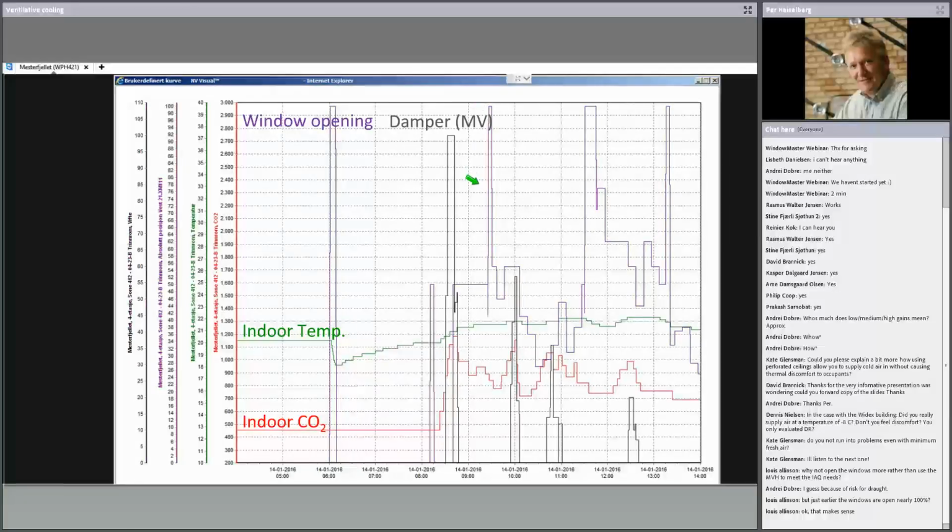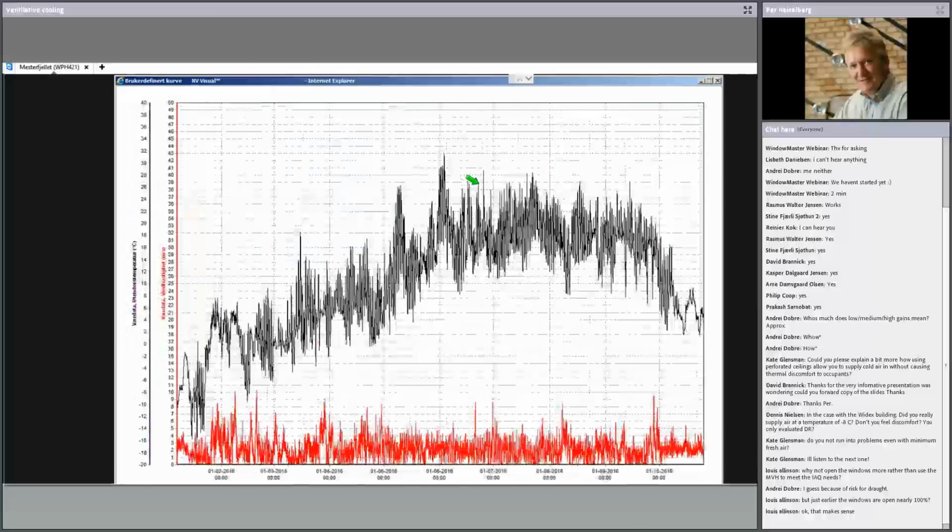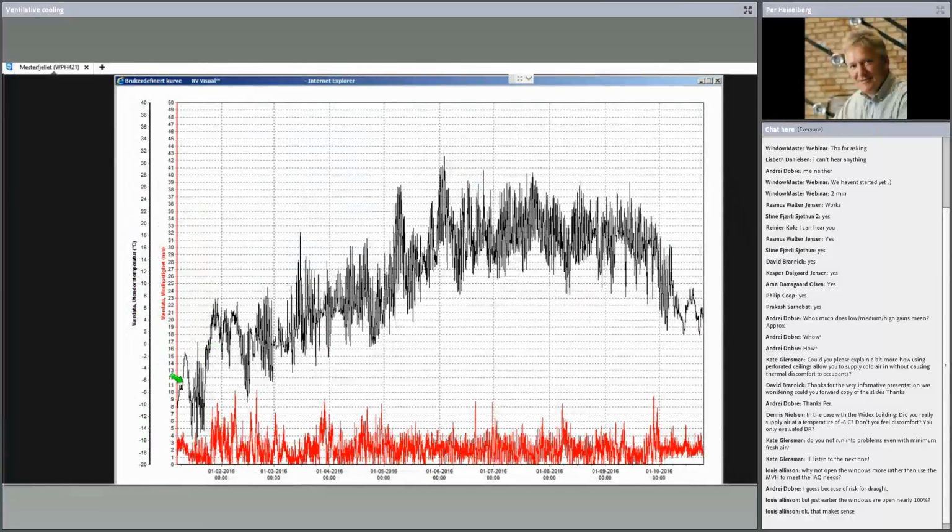Okay, thanks for asking. So now we have looked at the winter time situation. That was around January. Also in Norway, they get quite high outdoor temperatures. The black curve here is showing the external temperature. You can see here during June, I think it is, there's around 30 degrees outside temperature.